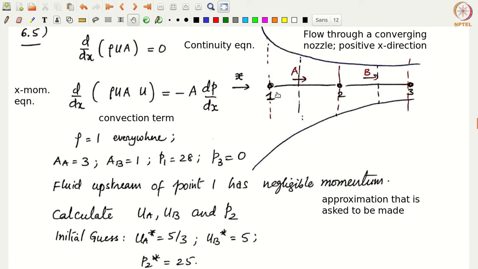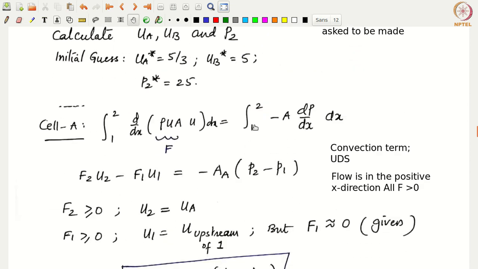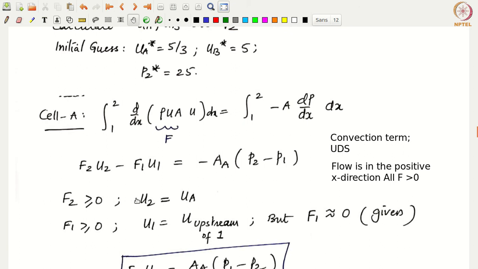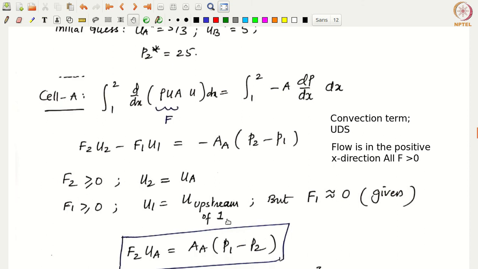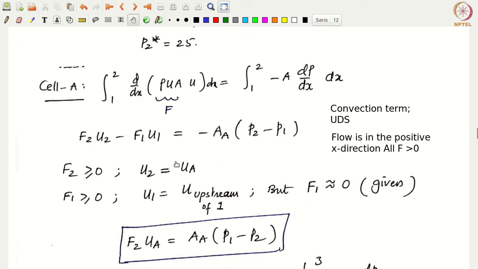Similarly, if F1 is positive, what will be the value here? u1 can be taken as whatever u is upstream of 1, right? That means F2 is positive, so u2 can be taken as the upstream value, and u1 can be taken as u upstream of 1, okay? But it is given that the momentum upstream of 1 can be neglected. That means F1 u1 can be taken to be 0. As a result, this term is 0.